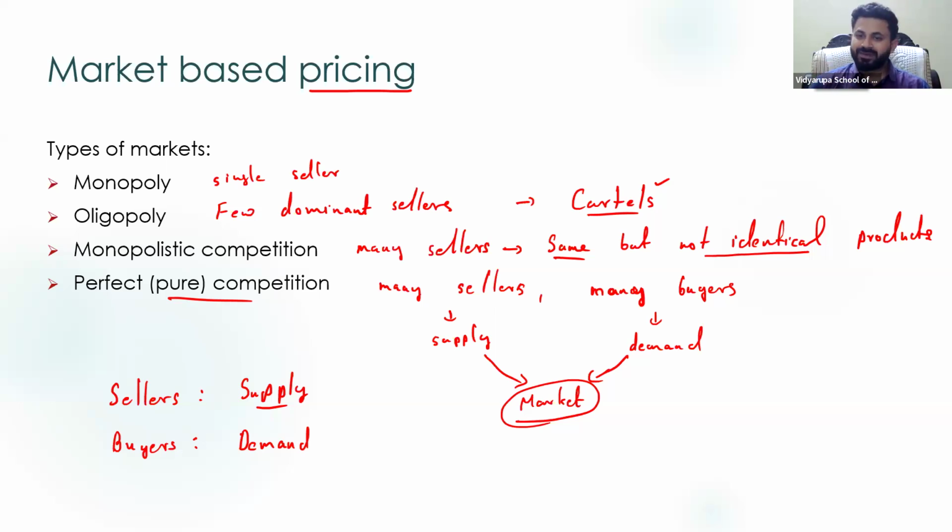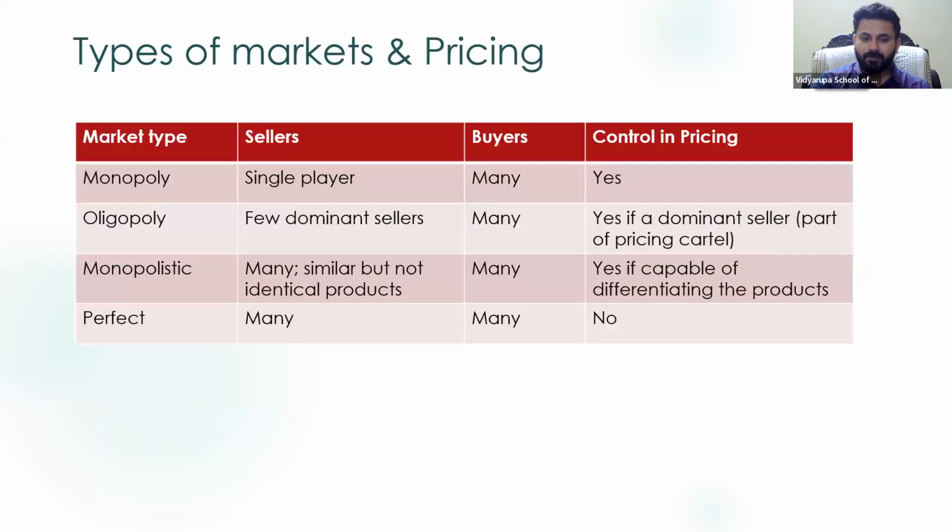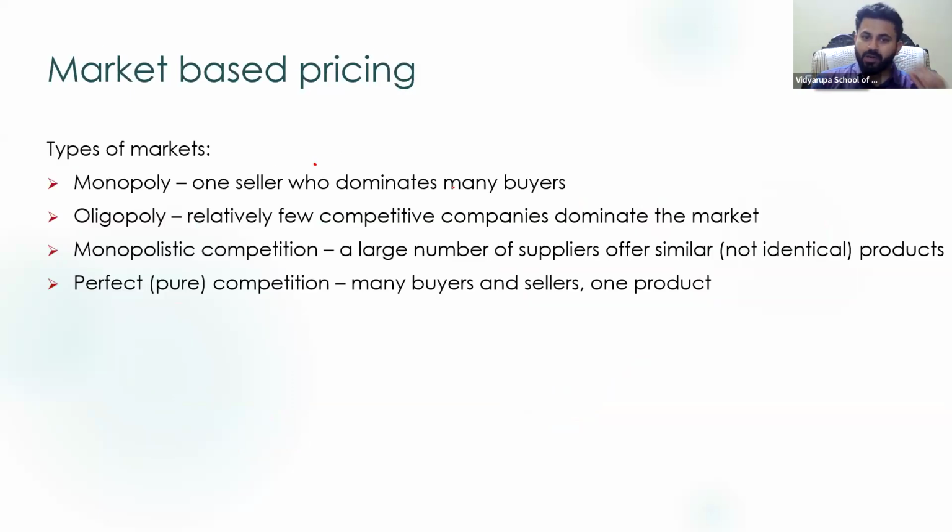If you have nothing unique to offer, if your business has nothing new to offer, rather it's just a mashup of all the features that are already there in the market, nothing new, nothing unique, nothing different, then what will happen? You'll be forced to look at the market price of such similar products when you set the price. And that's monopolistic competition. So to wrap up, monopoly: one seller who dominates many buyers.